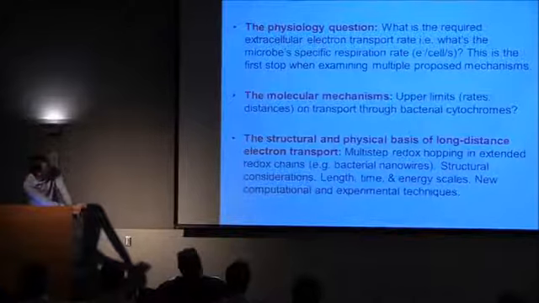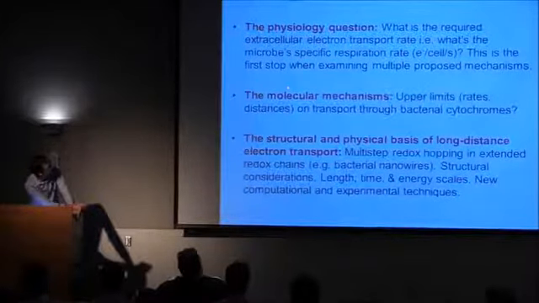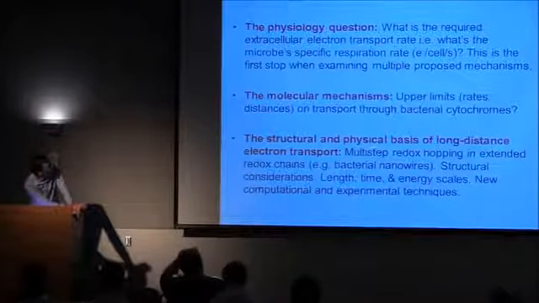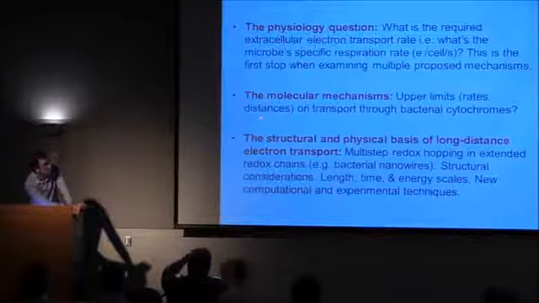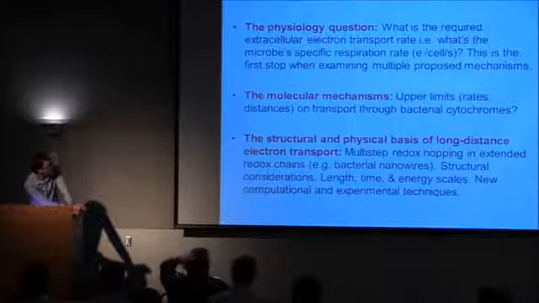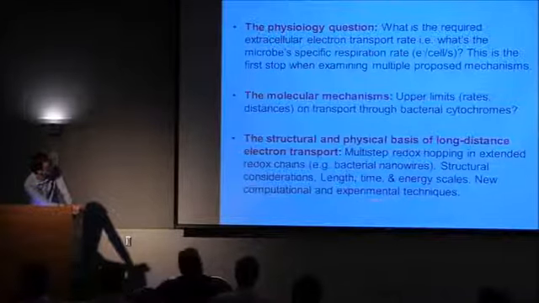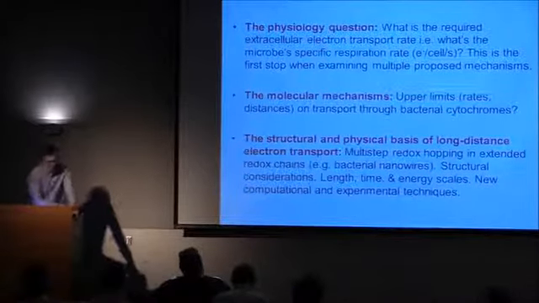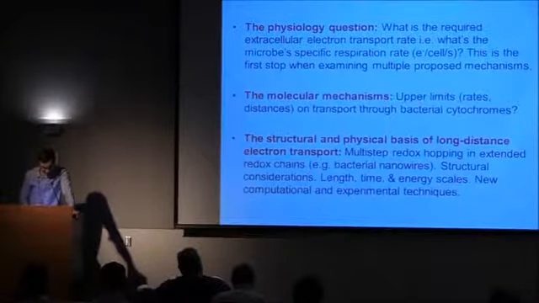So again, going back to the questions that we asked in the beginning, we were able to answer the question about the specific respiration rate of this organism. We were able to look at the mechanisms using our simulations and also our experimental measurements of individual cytochromes. And we've also been able to look at the bacterial nanowires and their composition, which also leads us to figuring out the mechanism of electron transport in the bacterial nanowires.